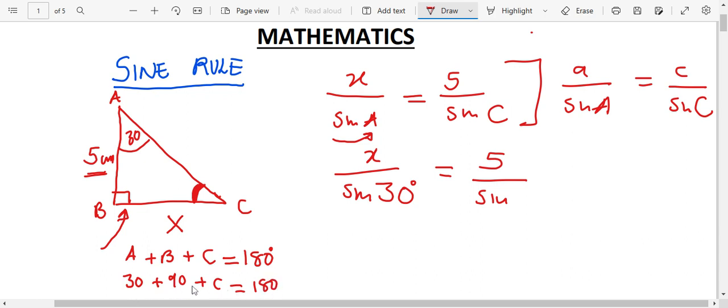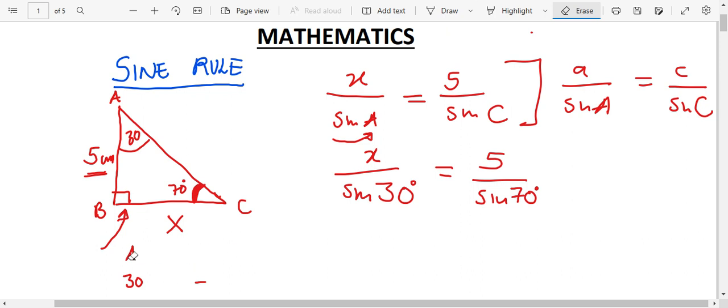So we're going to say 30 plus 90, that is going to give us 120. And then plus C, that is going to be 180. So I'll take the 120 to the other side, that will be 180 minus 120. So C is going to give us 60, meaning that C is 60. Is that okay? Yes, it's okay. All right, so that we are going to put here sine 60 degrees like that. Now, mostly these rules, the sine rule and the cosine rule, they are going to bring it in paper 2. Why? Because you need to use a calculator for you to be able to punch, okay?